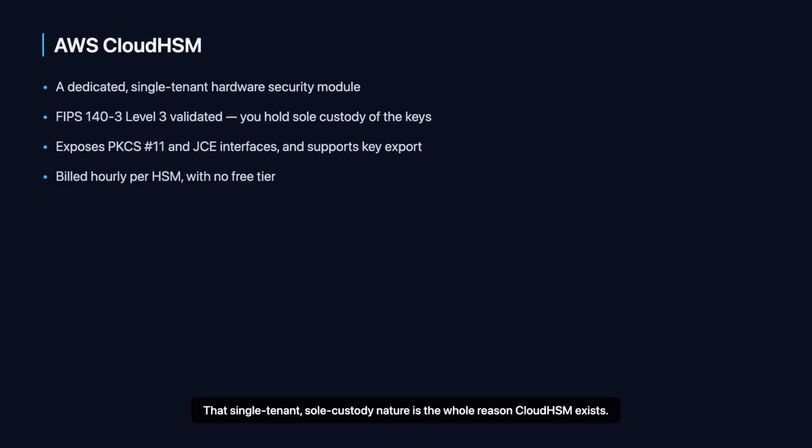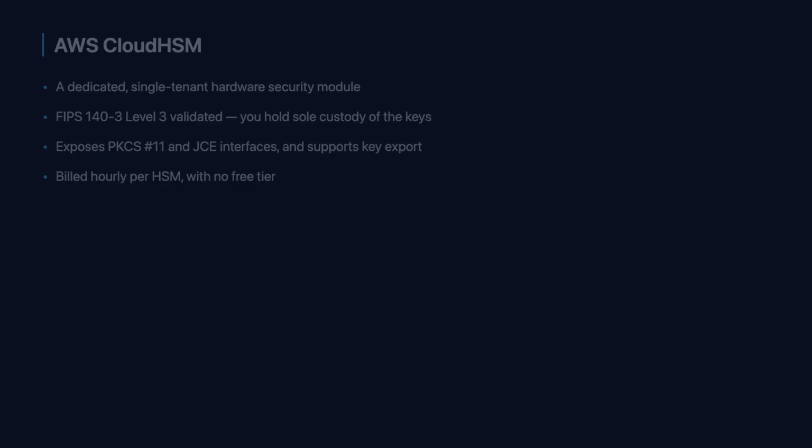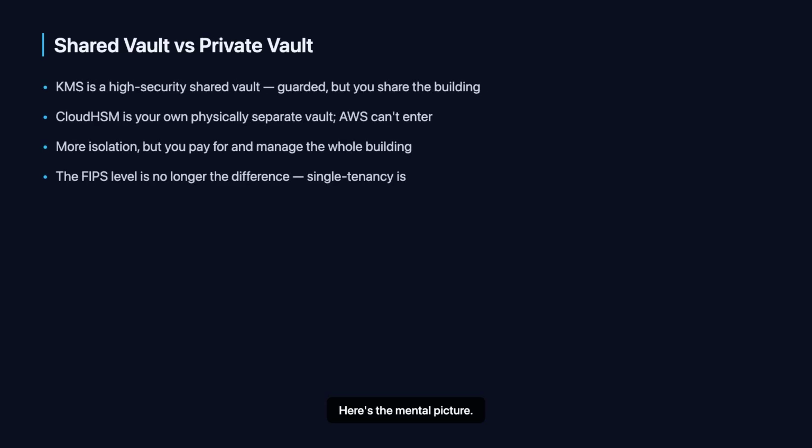That single-tenant, sole custody nature is the whole reason CloudHSM exists. Here's the mental picture. KMS is a high-security shared bank vault. It's professionally guarded and extremely well protected, but you're sharing the building with other tenants, separated by logical walls. CloudHSM is you renting your own private, physically separate vault where you hold the only keys and Amazon Web Services itself can't enter. You get stronger isolation, but you pay for and operate the whole building yourself.